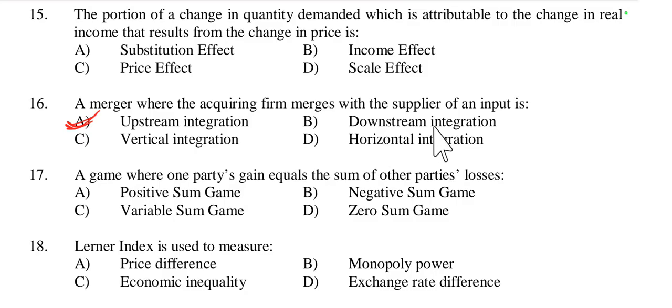Other options are downstream, vertical, horizontal. Downstream or backward integration means a company acquires a supplier or producer that makes an input for its product. Then the other one is forward integration. Forward integration means a company acquires a distributor or retailer to control some aspect of the post production process. Then horizontal and vertical. Horizontal integration means a company merges with another company in the same industry and at the same stage of production or distribution. So these are different integration processes. So it is called upstream integration.